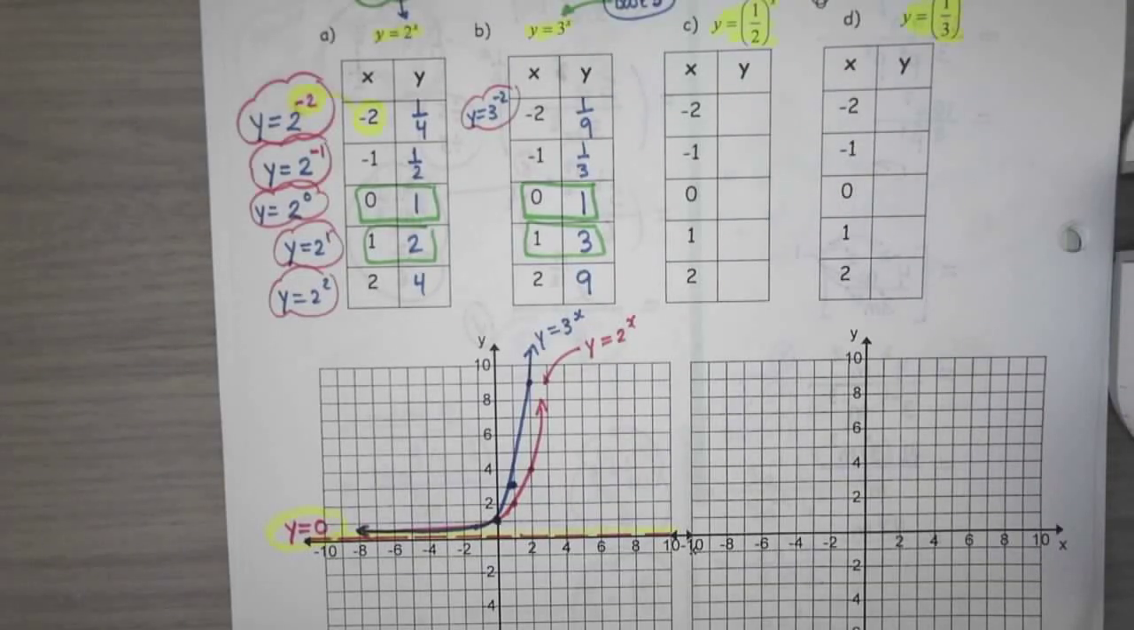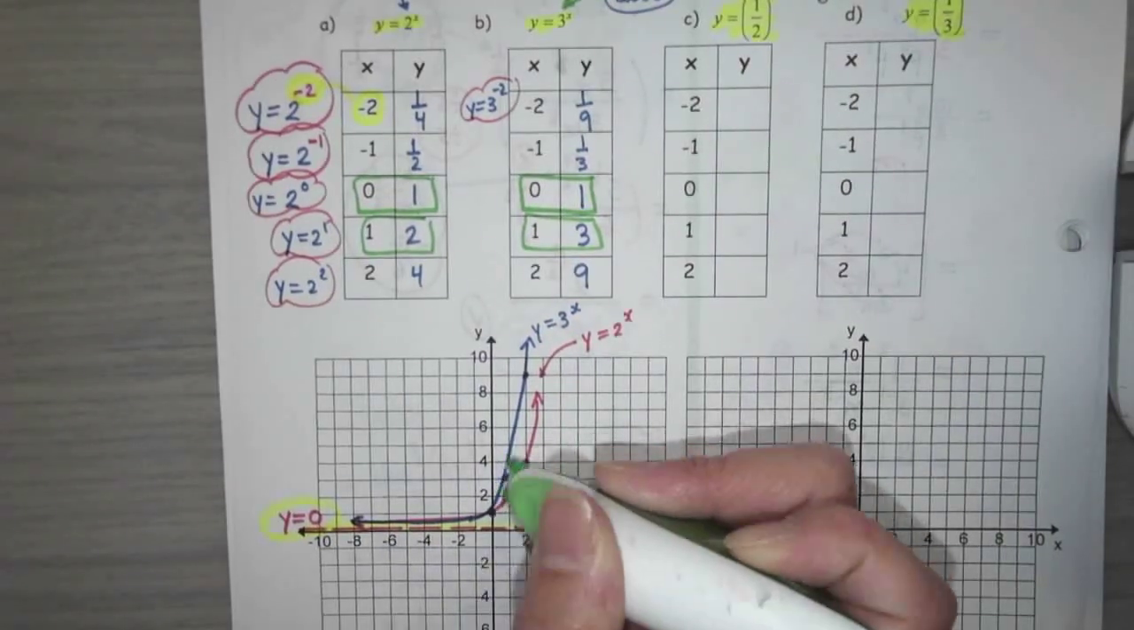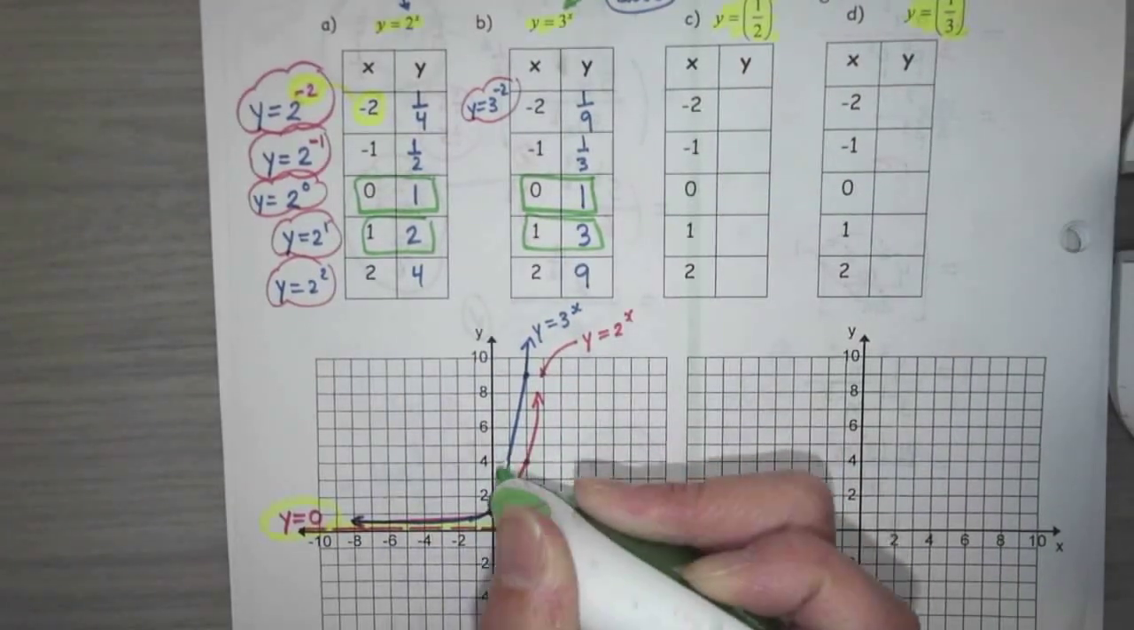Faster. So it just keeps going faster and faster, right? Sorry, my graph's off. I'm going to try to fix that a little.